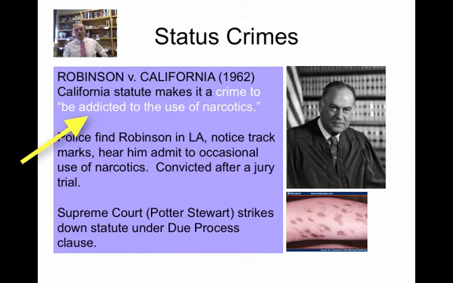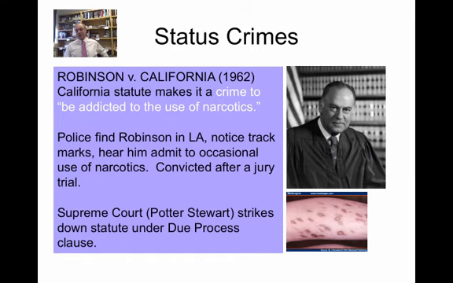And the police find Robinson in Los Angeles. He had been out of state, but he's here in Los Angeles now. They notice some track marks on his arm. That's their evidence to prove that he is addicted to narcotics.